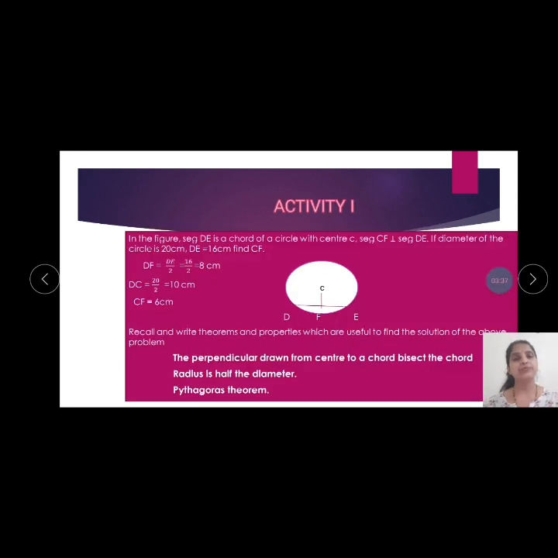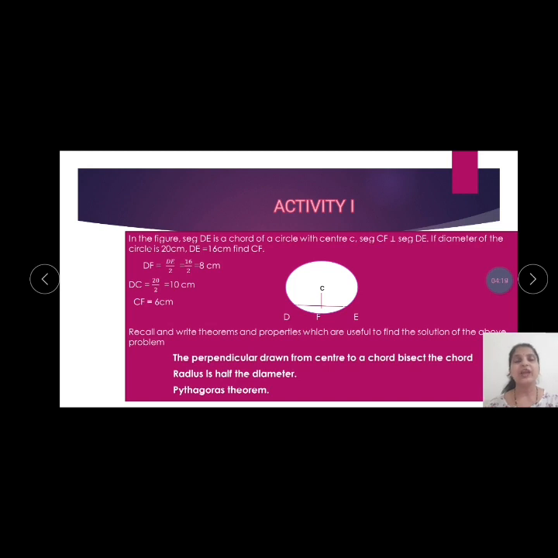After that, we are going to start with an activity which is based on the previous knowledge of the circles, based on properties and theorems of the circle. So, the activity goes as such. DE is a chord whose length is given to us as 16 centimeter. CF is the perpendicular drawn on DE, right? And we have been given the length of the diameter, that is 20 centimeter. We are supposed to find out the length of the perpendicular, that is length of CF.